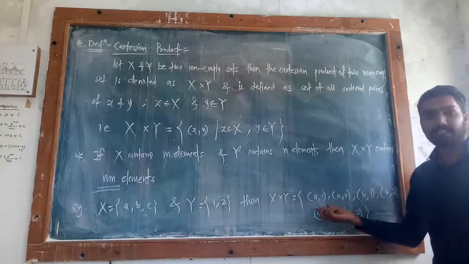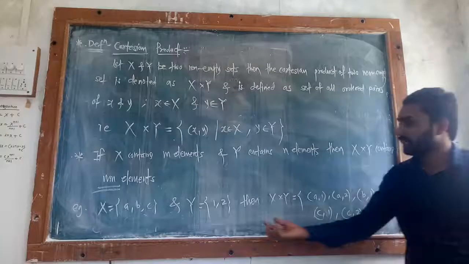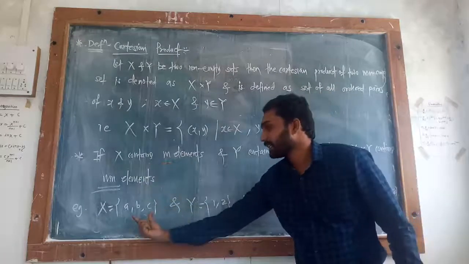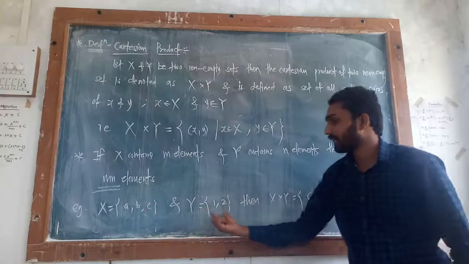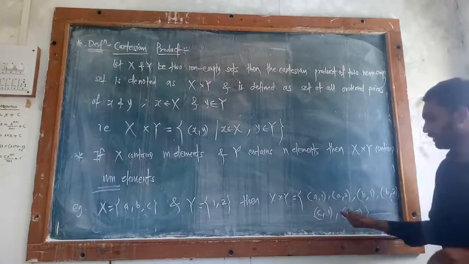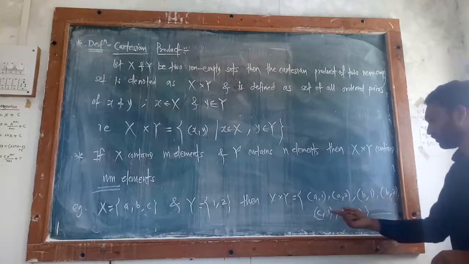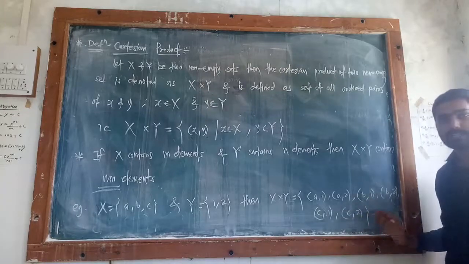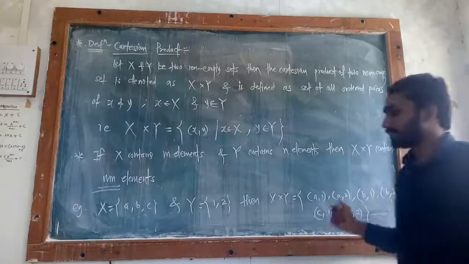How many elements are there in the Cartesian product? By using this remark, if X contains 3 elements and Y contains 2 elements, then X cross Y contains 3 cross 2, that is 6 elements. 1, 2, 3, 4, 5, 6. Therefore, X cross Y contains 6 elements. Now this is your X cross Y.